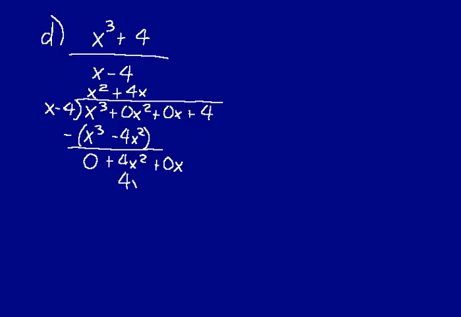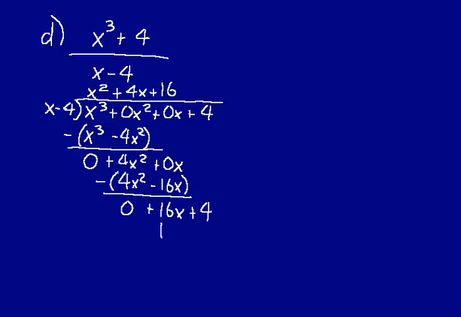4x times x is 4x squared. 4x times a negative 4 is minus 16x. We think of all of that in parentheses, and we're going to subtract all of that from the part above it. And so we say 0, we got rid of that, and then 0x plus 16x would give us a positive 16x. Bring down the last term, 4, and now we need to get rid of 16x. So we could multiply x minus 4 by a positive 16. And so we'll put plus 16 in our quotient.